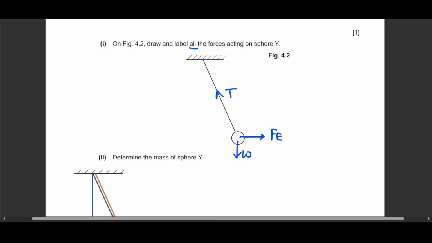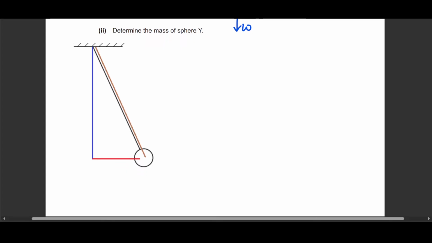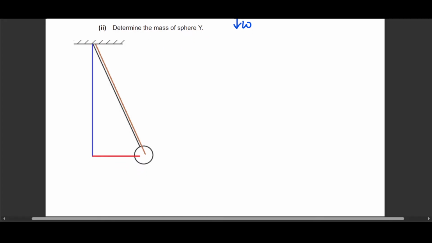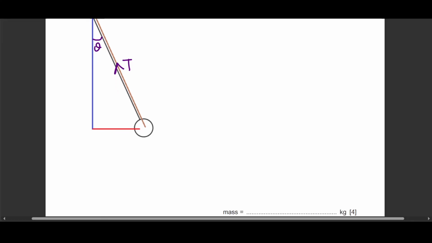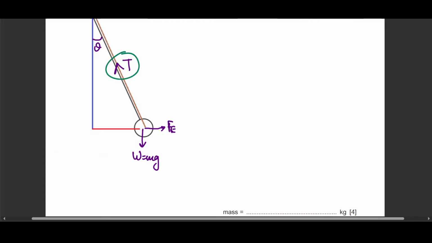Okay. So moving on to the next part, it says determine the mass of sphere Y. This is an interesting question and requires a bit of an understanding. So let's figure out the components. This is going to be the component of tension, and if you consider this to be theta, then this is our weight, which is going to be equal to mg. And the electric force was in this direction, which was Fe, right? If you divide this tension, you recognize that there are going to be two components.